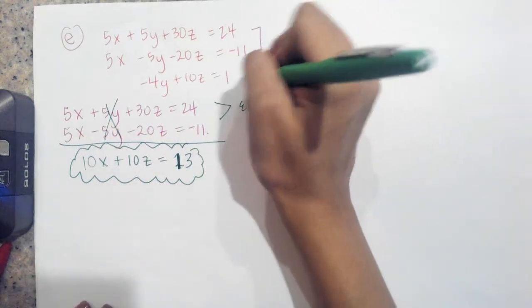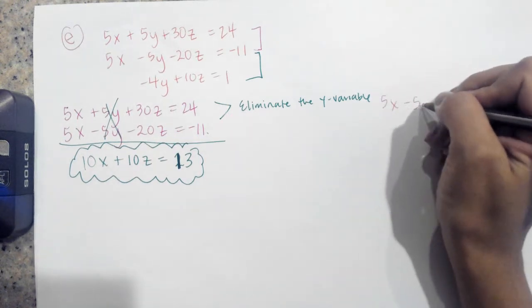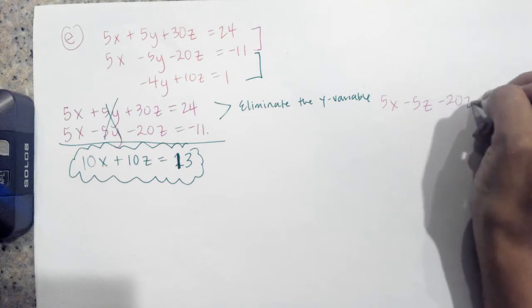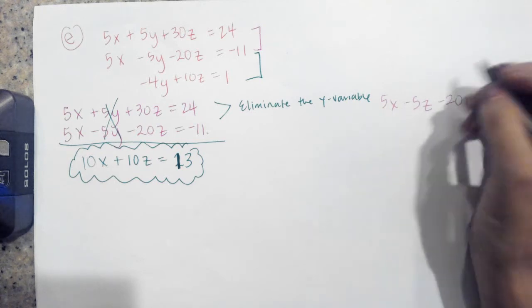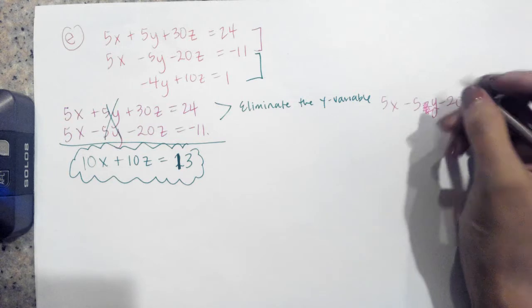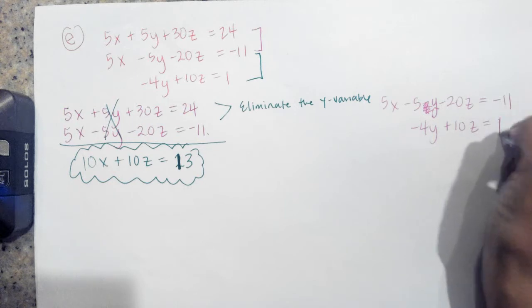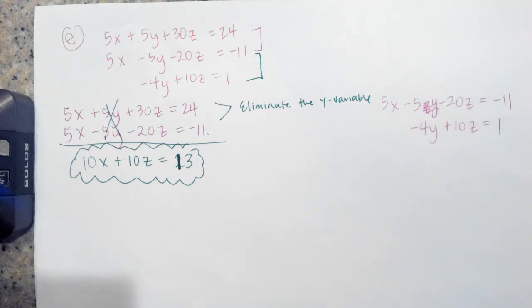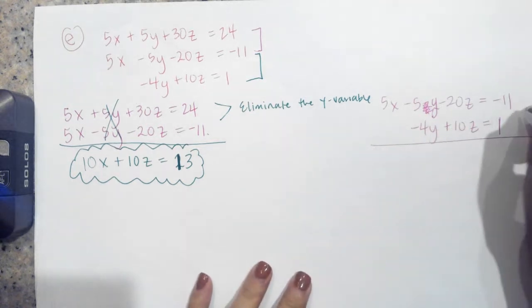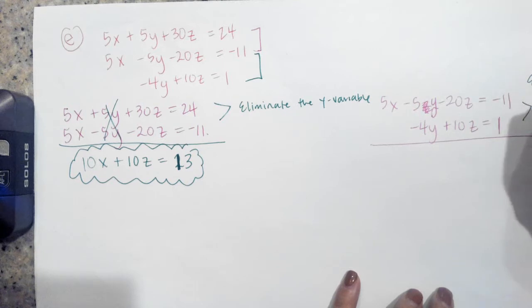And now I'm going to compare the second two guys. So I'm going to rewrite. So I have 5x minus 5y minus 20z equals negative 11. And then I have, sorry, this is supposed to be a y. And then negative 4y plus 10z equals positive 1. And so now I need to eliminate the same variable. So I need to eliminate the y variable.